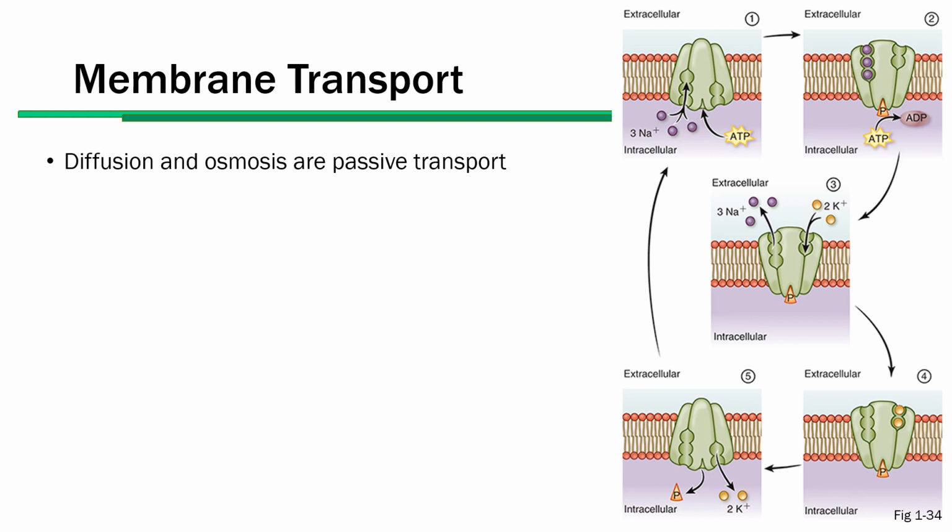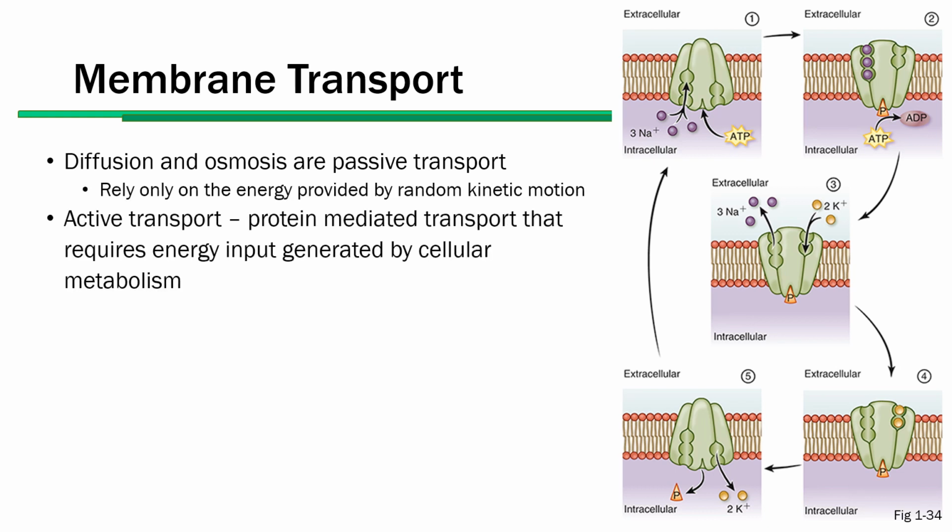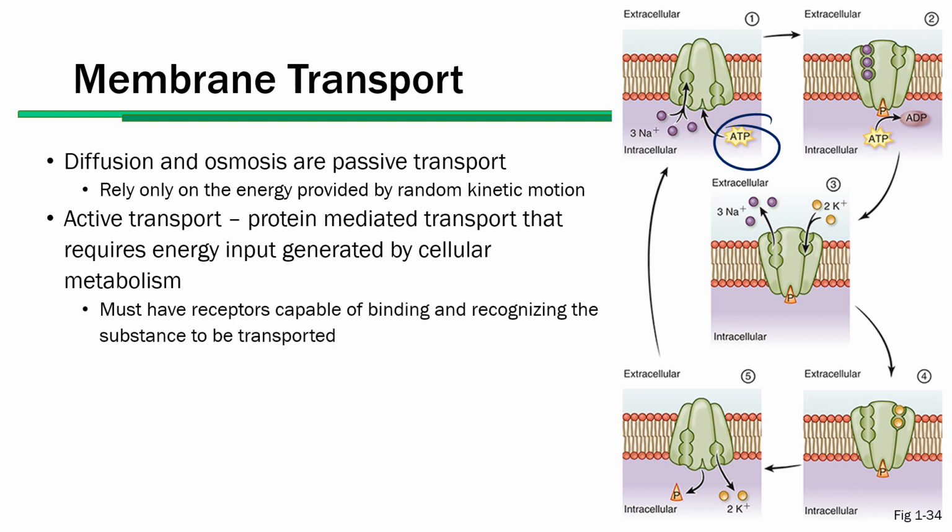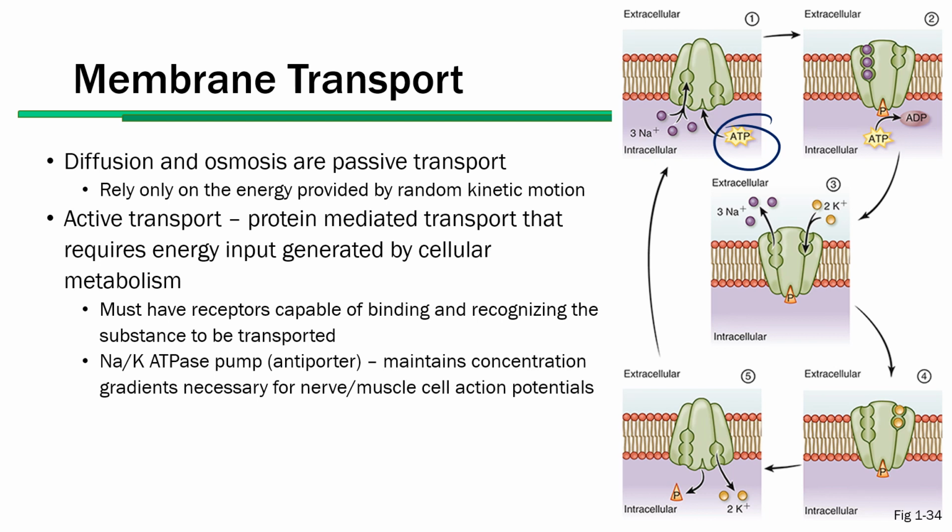Diffusion and osmosis are passive transport. They rely only on the energy provided by random kinetic motion. Active transport, on the other hand, is protein-mediated transport that requires the input of energy. So for active transport, we have to put in ATP. For active transport, we must have receptors capable of binding and recognizing the substance to be transported.